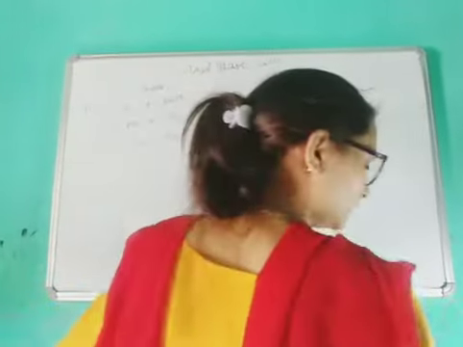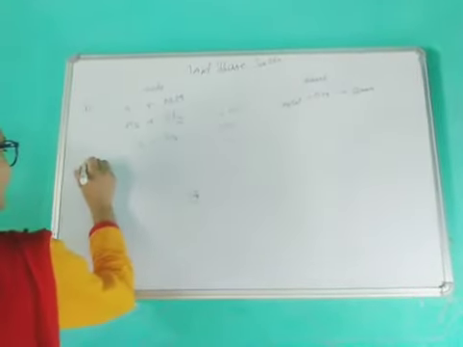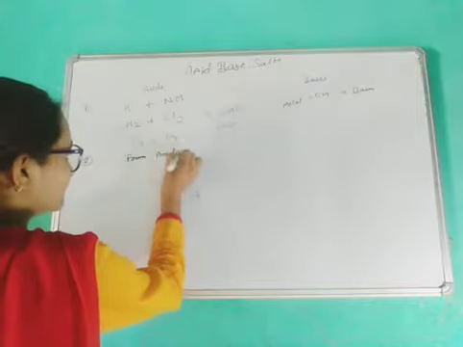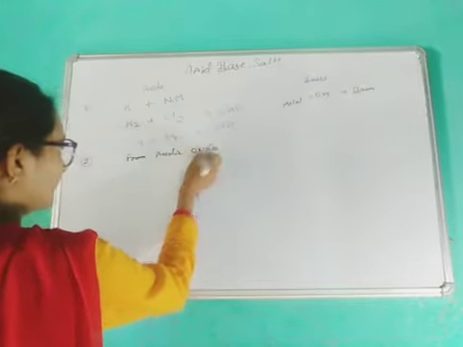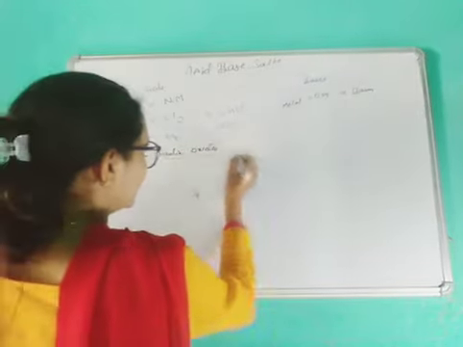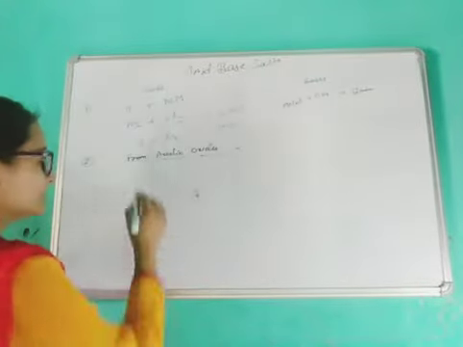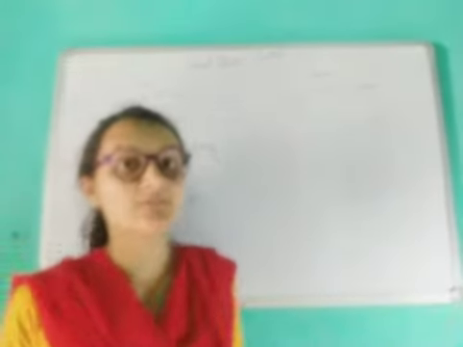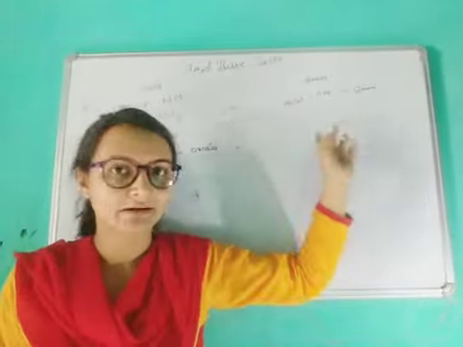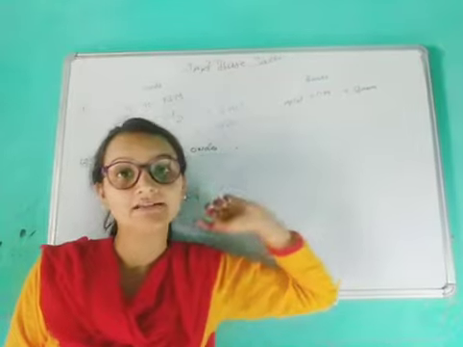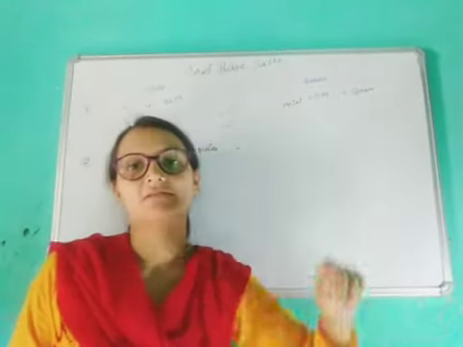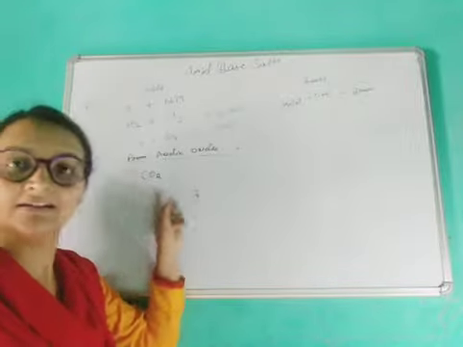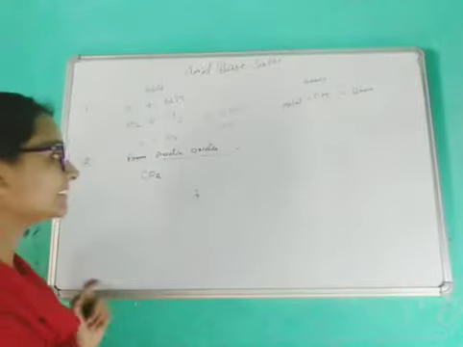Now the other method is acids from acidic oxides. Acidic oxides are formed from non-metals plus oxygen, just as basic oxides were metal plus oxygen. So carbon and oxygen: carbon is a non-metal, oxygen is a gas. CO2 is an acidic oxide.